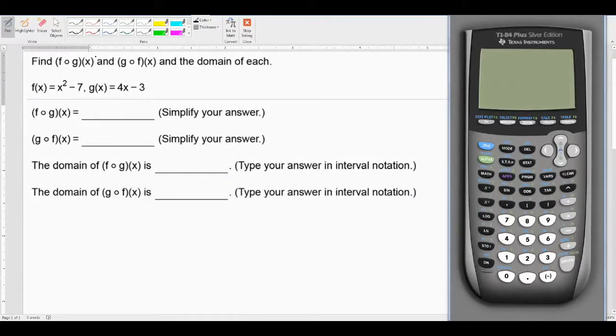Let's find f of g of x and g of f of x, and the domain of each. That's f∘g and g∘f, as I call them: function composition. Now with function composition, look at f∘g of x, f of g of x.